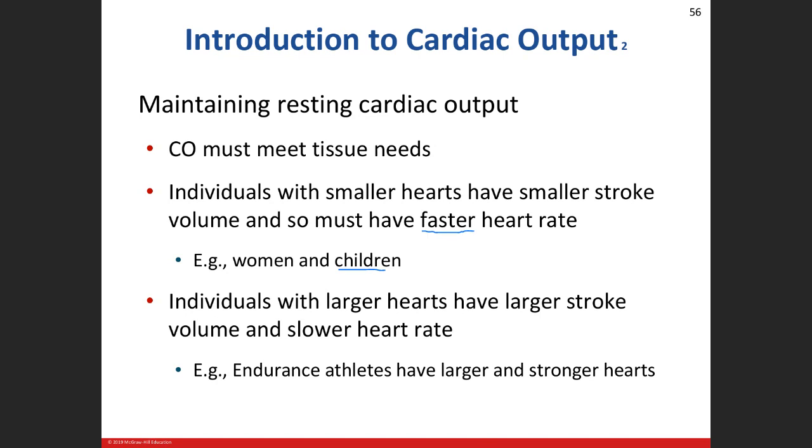Conversely, when we're dealing with folks that have larger hearts, those chambers will be bigger. You'll see that in a lot of professional athletes, people that have to do a lot of endurance exercise, running, cross country.